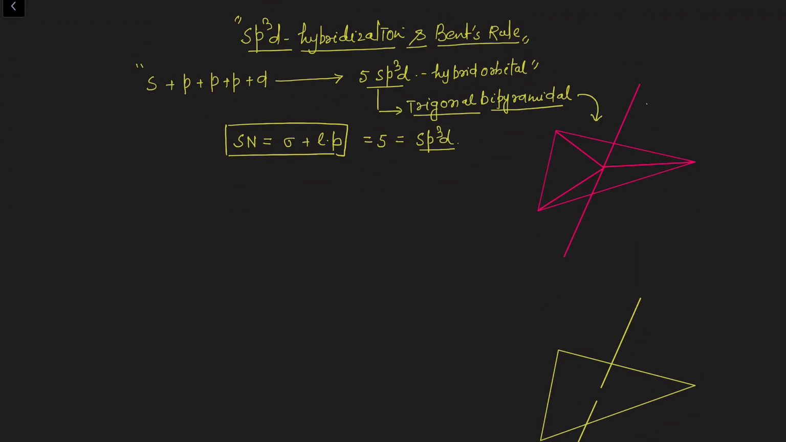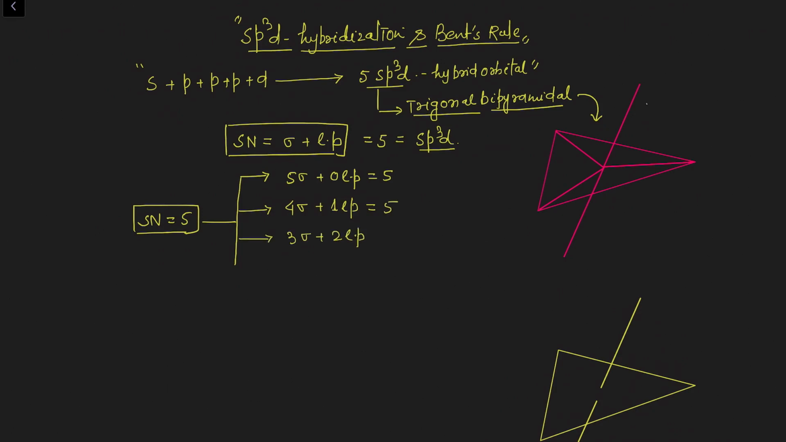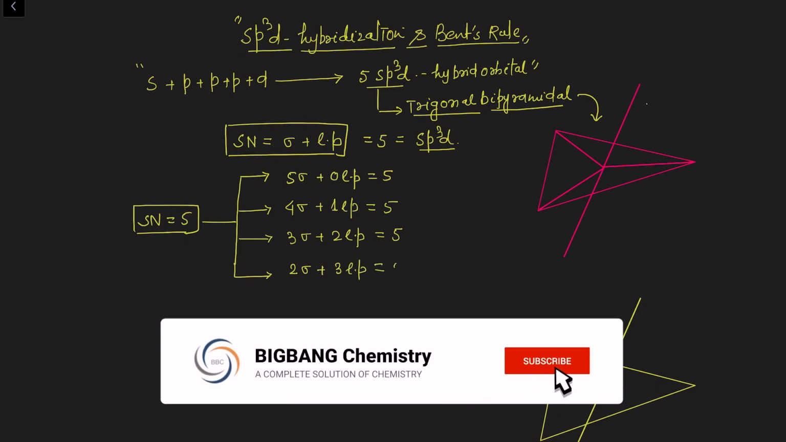So for a steric number 5, how many possibilities are there? Many possibilities are there. The first possibility is 5 sigma bonds and 0 lone pairs of electrons, then again the steric number will be 5. The second possibility is 4 sigma bonds and 1 lone pair of electrons, again steric number 5. The third possibility is 3 sigma bonds and 2 lone pairs, again steric number 5. The fourth possibility is 2 sigma bonds plus 3 lone pairs, again steric number 5.